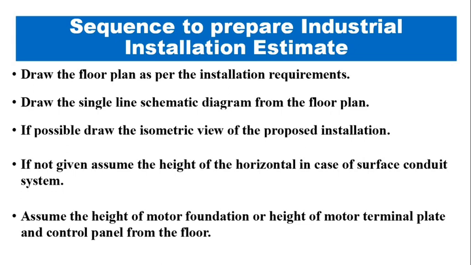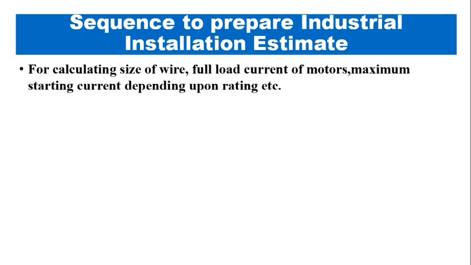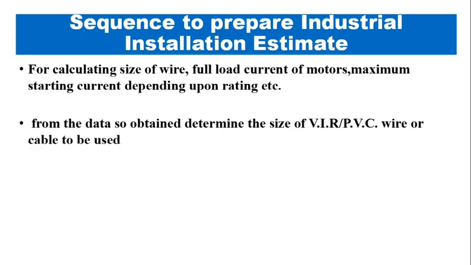Then the height of conduit wiring system below the ceiling. Then you have to calculate the size of wire, that is, which type of wire you are going to use for that installation system. For that you have to calculate the full load current of motor, then starting current, then maximum current. From that you can determine which type of wiring system you are going to use for installation.